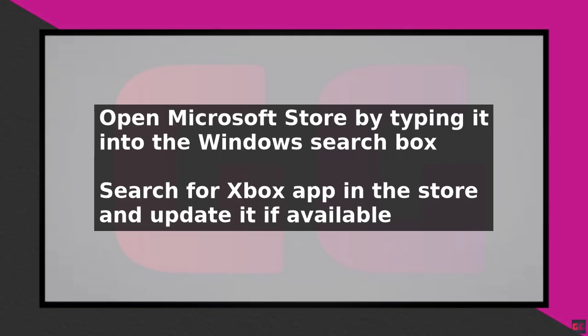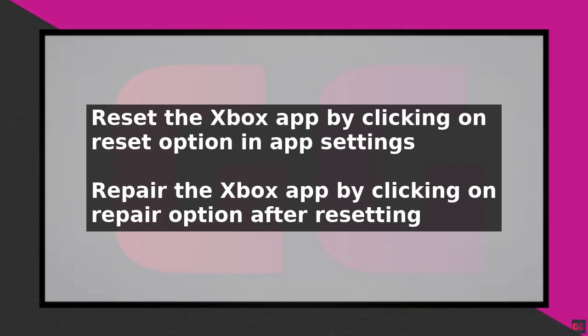Once the store opens, use the search bar at the top to look for the Xbox app. If the app is already up to date, you'll see the option to open it. However, if an update is available, click on Update to install the latest version.